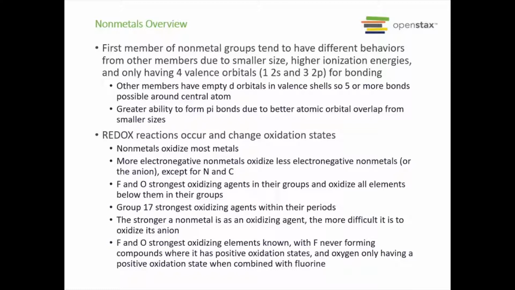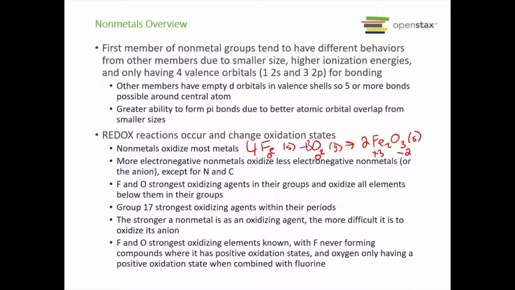They can undergo redox reactions with nonmetals in general, and when this happens, they change oxidation states. Nonmetals tend to oxidize most metals. So for instance, if we take some iron and react it with some oxygen, we get iron oxide, iron(III) oxide. And so iron goes from having an oxidation state of 0, same with oxygen, and then iron ends with an oxidation state of +3, and the oxygen's is -2.